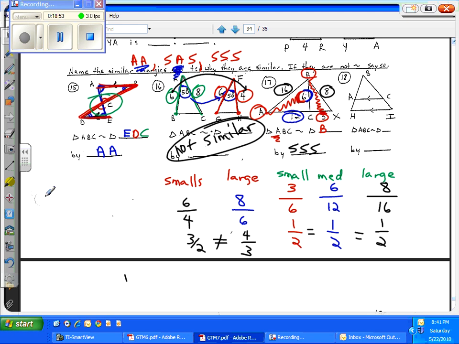Now B of the one on the left is opposite the medium size side. So we look opposite the medium size of the one on the left. Opposite it is X, and so B goes with X. C of the one on the right was opposite the largest side. C's opposite the largest side of the one on the left. It's also opposite the largest side of the one on the right. So the C goes with the C. Any questions on number 17?